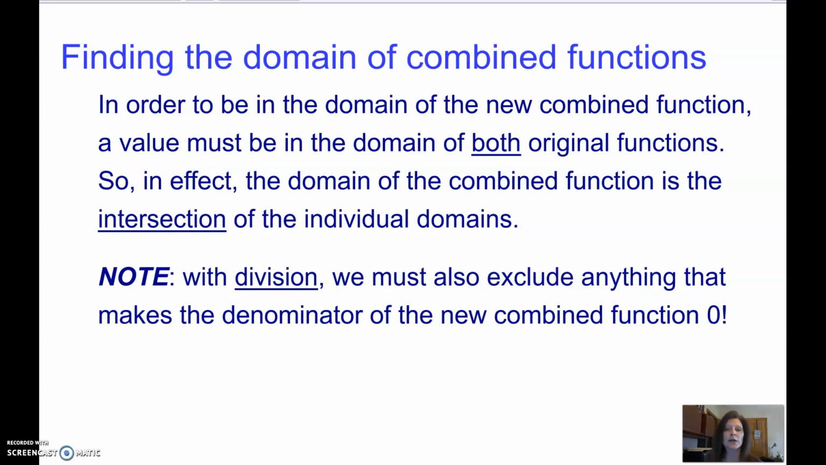There is one extra piece though. If we're talking about a division between two functions, we will further need to exclude any x that would make the denominator function equal to 0. Let's take a look at a couple examples.